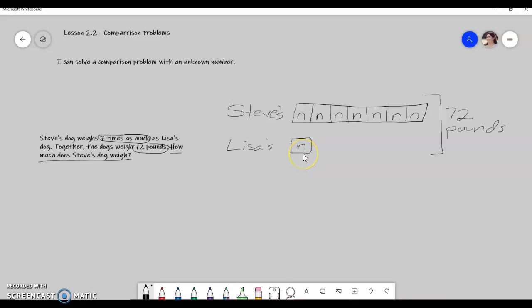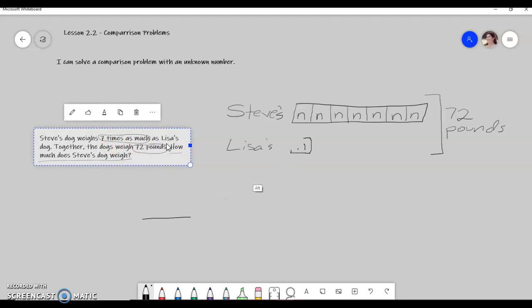So now we need to write an equation. And remember, an equation is used to solve the problem. So it's a number, and we know we're doing multiplication because it was 7 times as much. So, oh, I broke my box. Sorry about that.